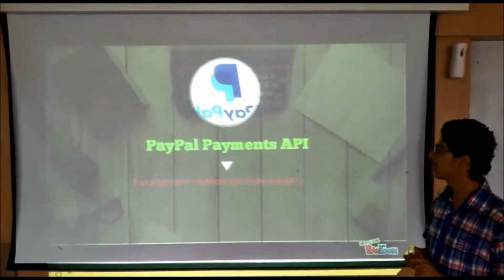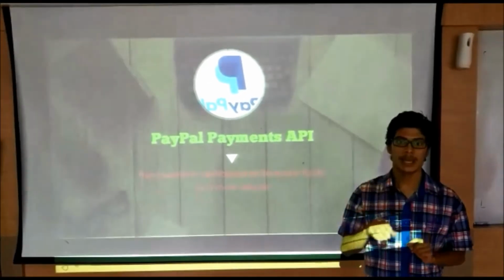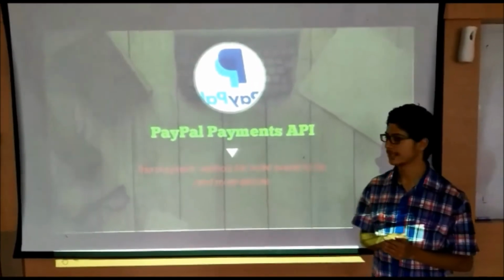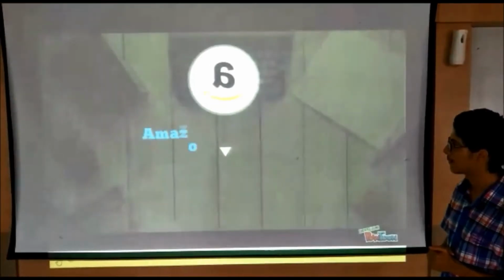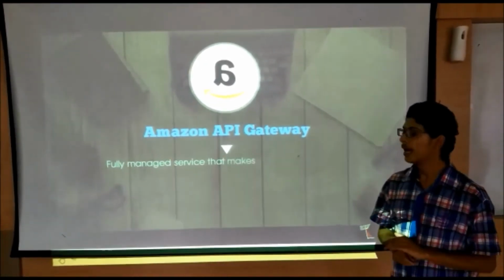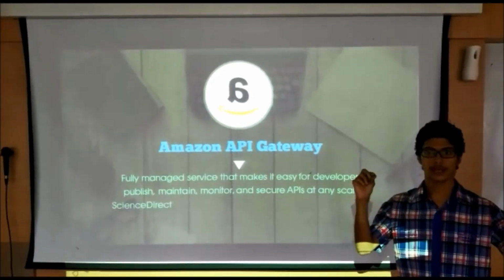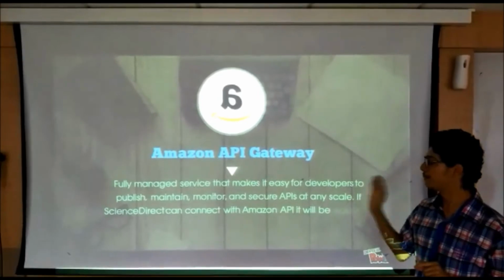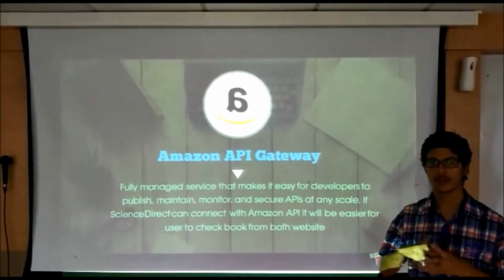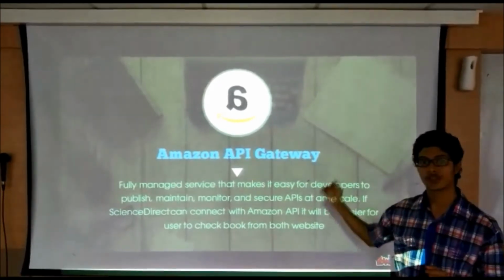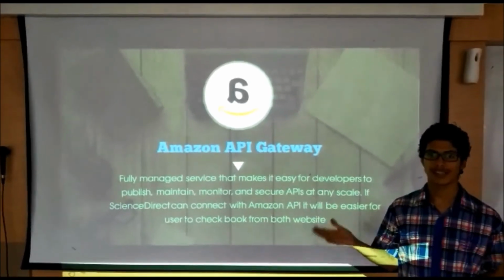The second one is PayPal Payments API. The PayPal Payments API lets you pay easier and more securely. Number three is Amazon API Gateway. With Amazon, you can search for the document that you want to buy. So if ScienceDirect can make an agreement with Amazon, their documents can be searched through Amazon and they can be found easily and bought through Amazon. This is all from us. Thank you so much.